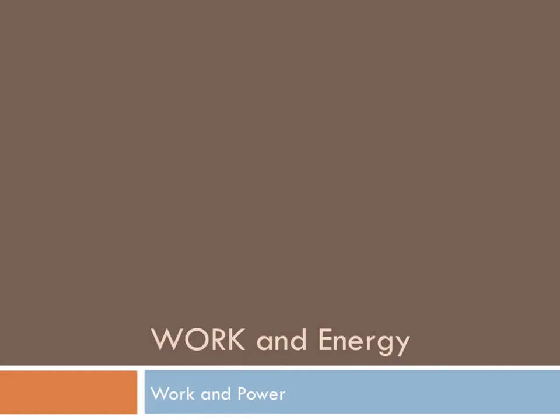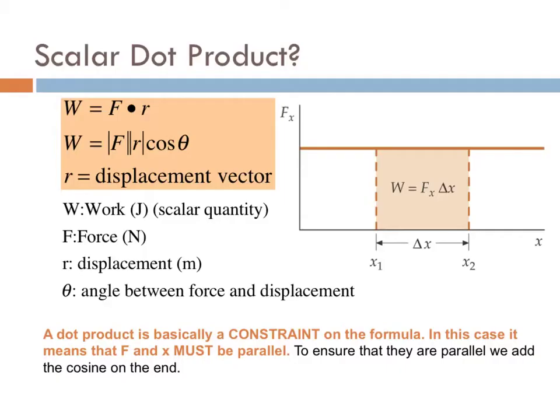This video covers work. Work is the scalar dot product of force and displacement. Now, in this equation, you see that my force and my displacement are both in absolute value symbols. So here, we want to make sure that our force is always positive and our displacement is always positive.